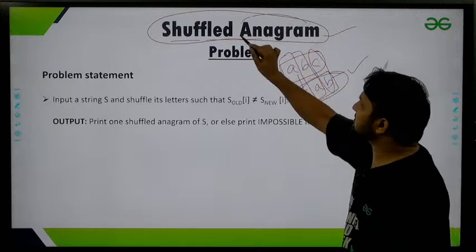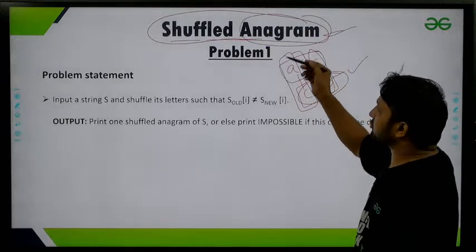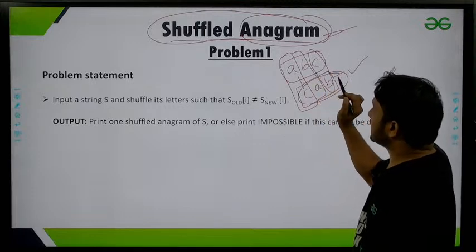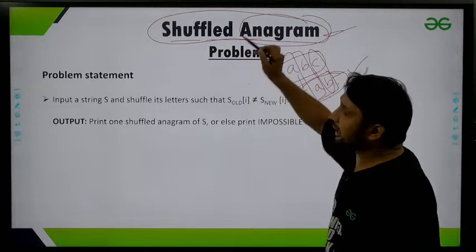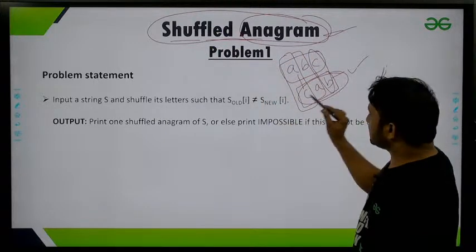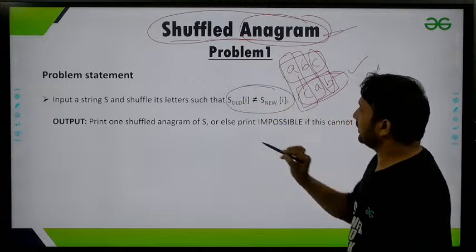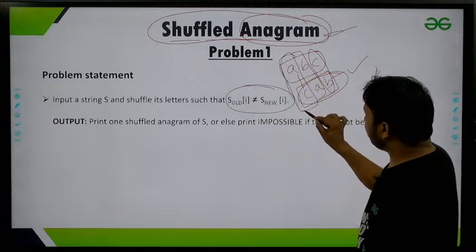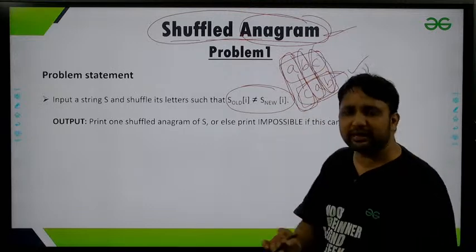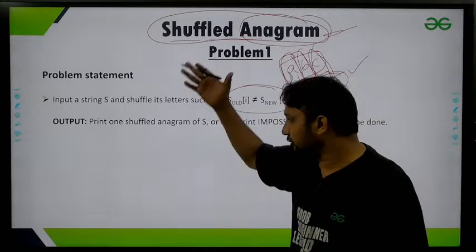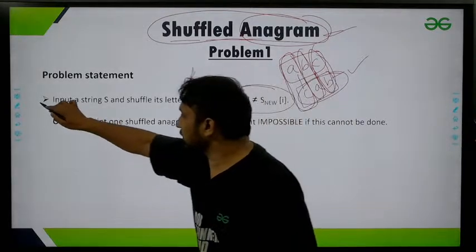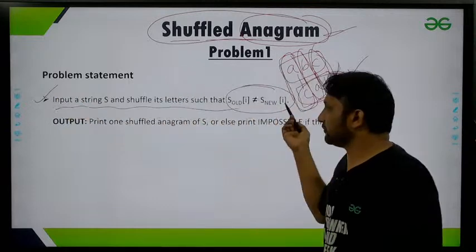Anagram, if you check the English meaning, means changing the position of these characters. But a shuffled anagram according to the question is one which satisfies this condition, meaning at every index the character should not match. So that's the problem. Actually I don't know why they provide such a lengthy problem statement. This is the problem statement in one line.